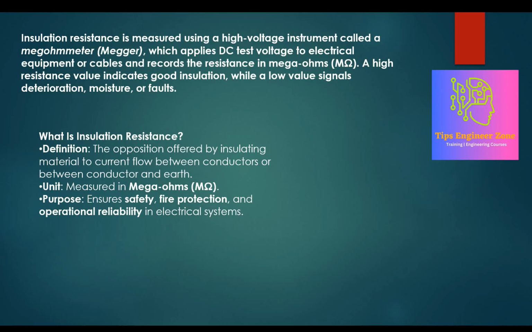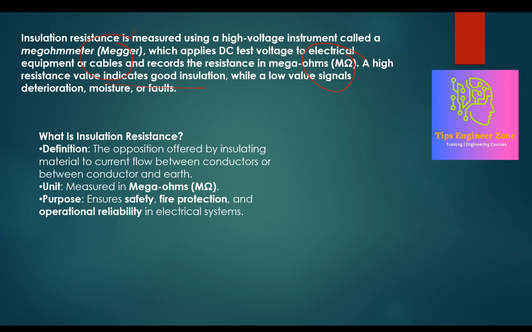Insulation resistance is measured using a high voltage instrument called a megohmmeter. This is the megger, which applies a DC test voltage to electrical equipment or cable and records the resistance in megaohms. A high resistance value indicates good insulation. After measuring, if we get a good value in megaohms or gigaohms, it indicates good insulation, while a low value signals deterioration, moisture and faults.